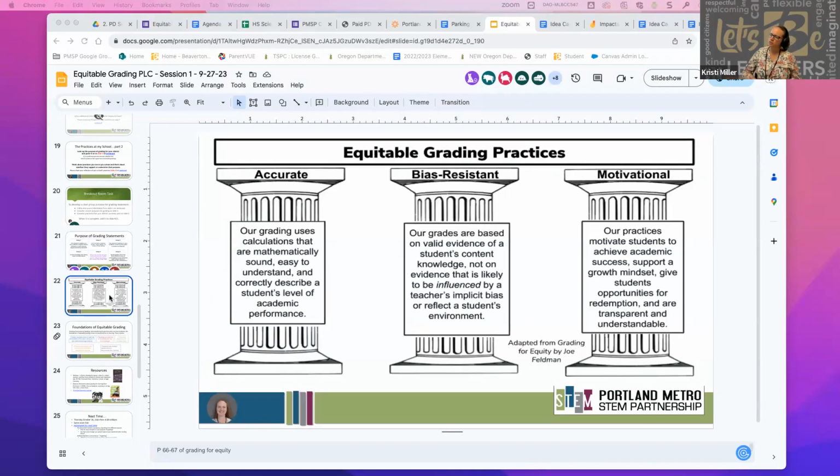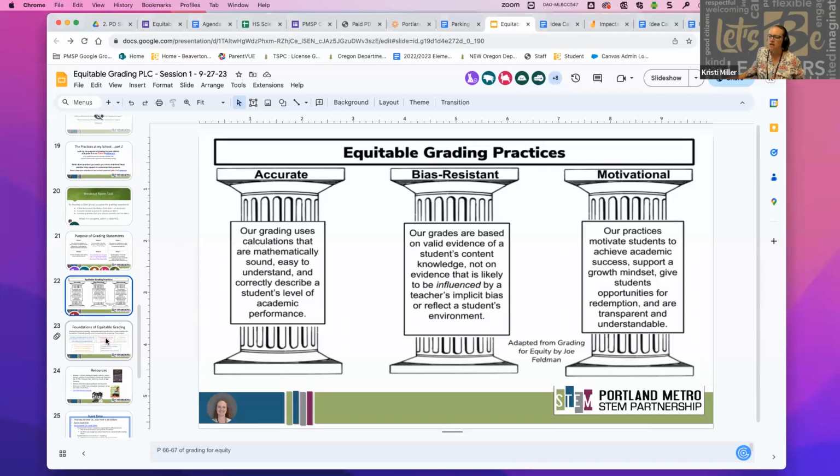So just really quickly, when we're talking about equitable grading practices, this is from Joe Feldman. Our practices should really fall under these three pillars. Our practices should be motivational. We should be lifting kids up and motivating them intrinsically. Bias resistant: our grading of kids should not be based on our implicit biases about students. And they should be sound, clear, and transparent. The way we're arriving at grades should not be a mystery. It should be really clear and very thoroughly discussed with students and families.